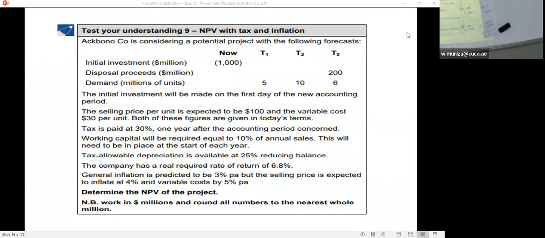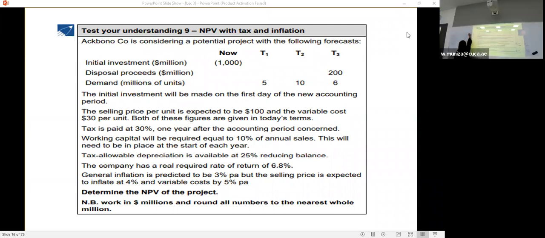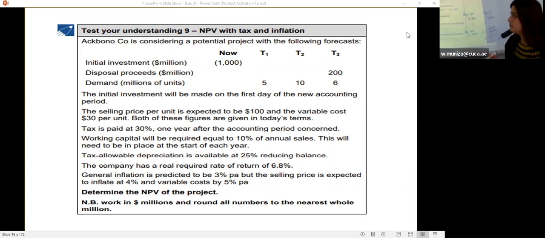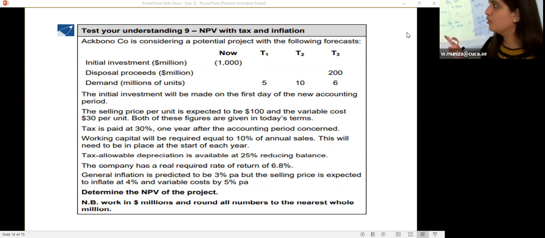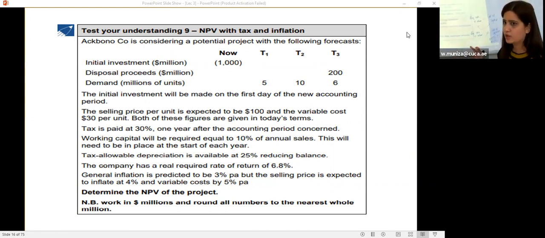Life of the project 0, 1, 2, 3, and 4. Okay, Atif, you can also start doing it. Even I'm doing it, you can just compare your answers meanwhile, okay? So, as the project is for 3 years, but I'm making 4 years because of tax incorporation in it.